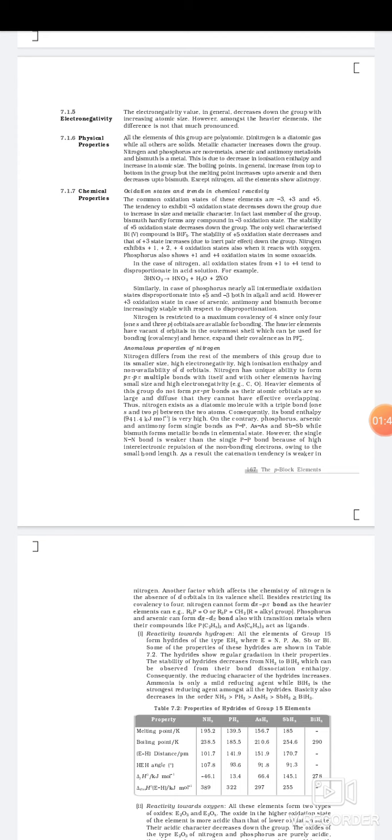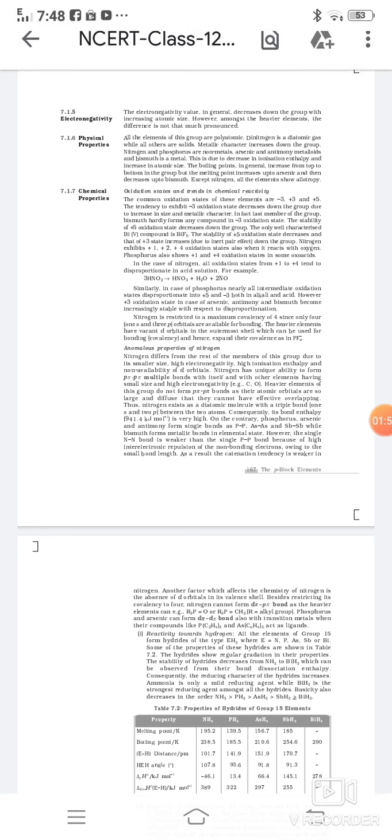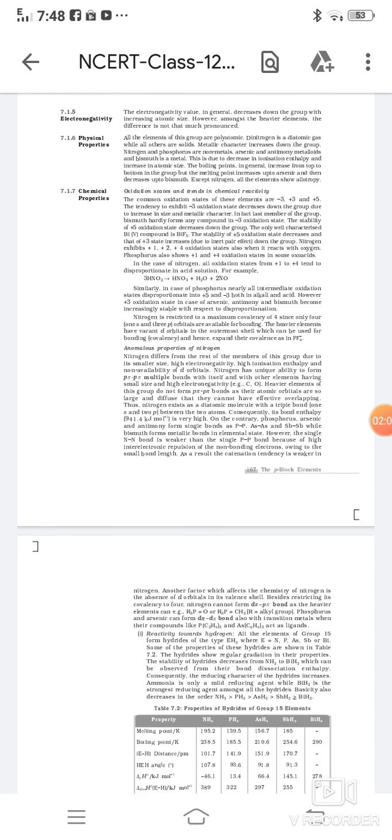For example, HNO2 gives HNO3 plus H2O plus 2NO. Similarly, in case of phosphorus, nearly all intermediate oxidation states disproportionate into +5 and -3 both in alkali and acids. However, the +3 oxidation state in case of arsenic, antimony and bismuth becomes increasingly stable with respect to disproportionation.